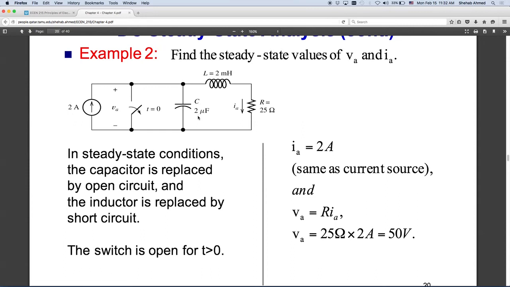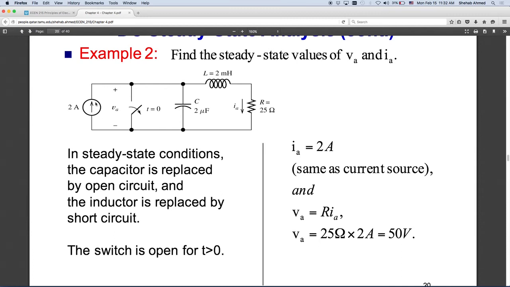We will not solve these systems. If you're given something like this, you're typically asking for the steady state solution. For steady state, what's the value of VA, the voltage here, and the current through this resistor? Capacitors are open circuit, inductors are short circuit.